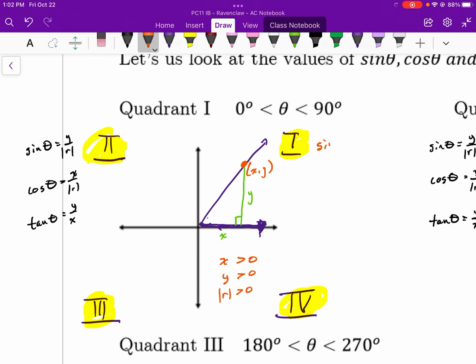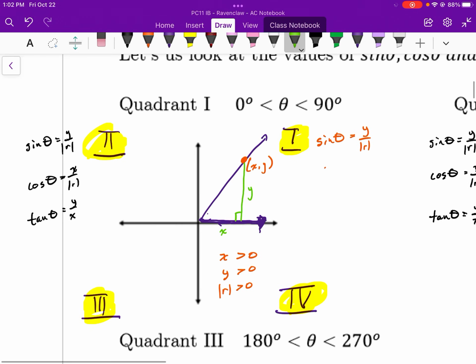So sine theta will be given by y divided by the radius vector r, by definition. If we already know that y is positive and the radius vector is positive, we can conclude that sine theta is positive for all angles in quadrant number 1. Probably some of you at home are saying, well, aren't all angles in quadrant number 1 acute? Definitely. Not ugly. They're very acute.